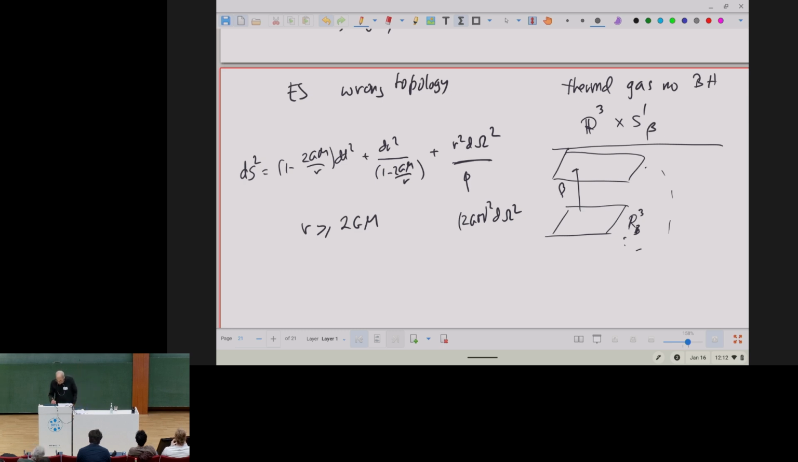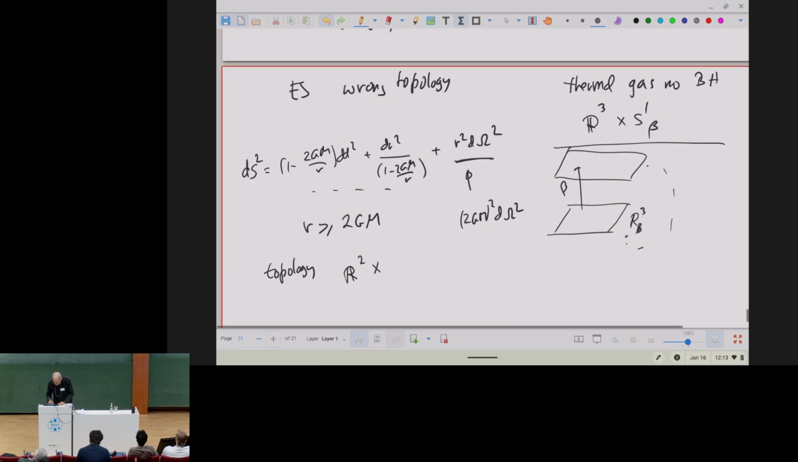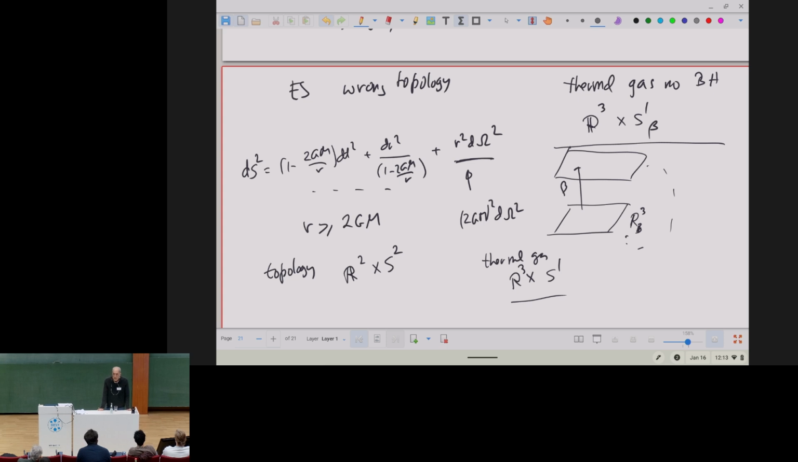So the topology, and here we've discovered topologically this was the plane in polar coordinates, right? So the topology of the Euclidean Schwarzschild is R2 times S2. For the thermal gas, the topology is R3 times a circle. So for the thermal gas, you do have an interpretation of the path integral as a sum over states, because there's a circle and the states are running around the circle. For the Euclidean black hole, there's no circle.